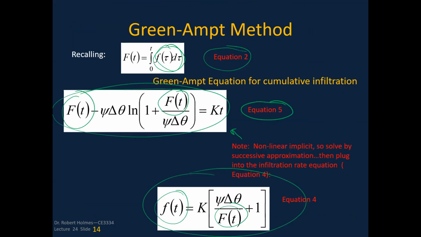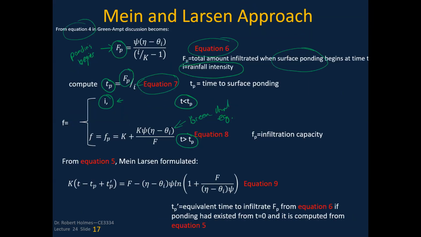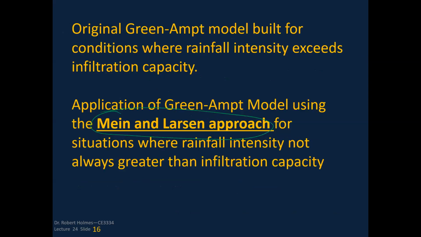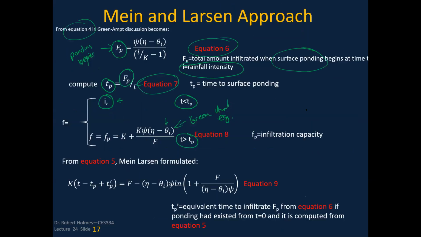All right, so I want to point out that I call it delta theta here. Here we're actually using nu minus theta I, where theta I is equal to the initial water content in the soil. Now, if we look back at equation 5, which is the cumulative equation we have for Green-Ampt, back a few slides on slide 14, we will note that Meyn and Larson formulated this approach, which says that instead of using this straight up as T, because that would assume that ponding had begun from the first time we got rainfall, we would have ponding from the get-go.